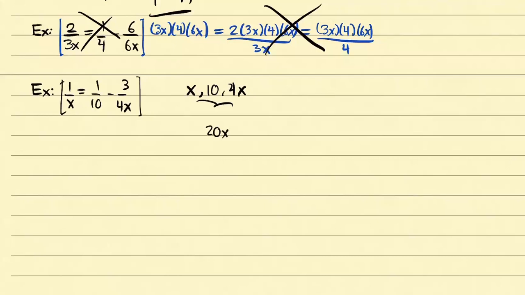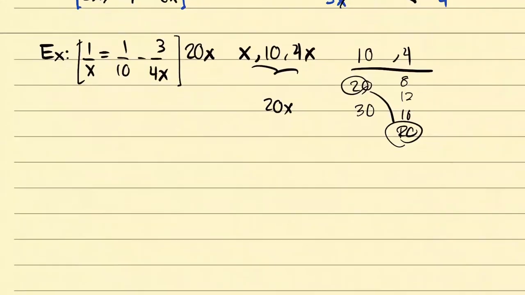Since x exists in these multiples, I will have to include x no matter what. So the crux of it comes down to what is the least common multiple between 10 and 4? If I list out some multiples of 10, I have 20, 30, but here I have 8, 12, 16, 20. So this is going to be the least common multiple between them. So I'm going to multiply through by 20x and get some wonderful cancellation.